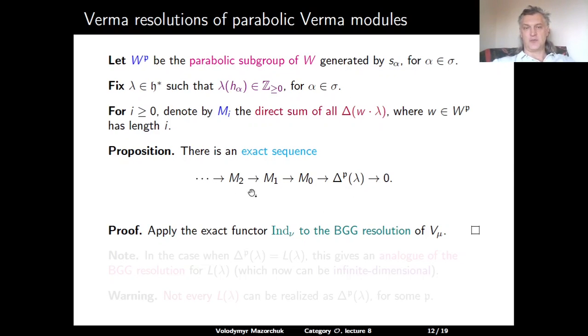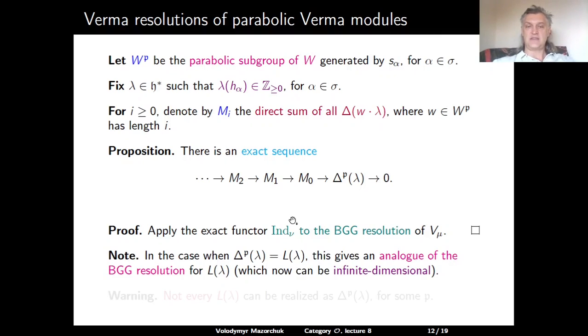And in order to obtain this sequence, we can take the BGG resolution of the simple highest weight module V mu. So this is a simple highest weight module over the semi-simple subalgebra L inside G, which corresponds to the semi-simple part of our parabolic subalgebra P. So we take the BGG resolution of V mu over this algebra L, and then we apply our parabolic induction functor to this BGG resolution. And this gives us exactly the resolution in the formulation of this proposition.